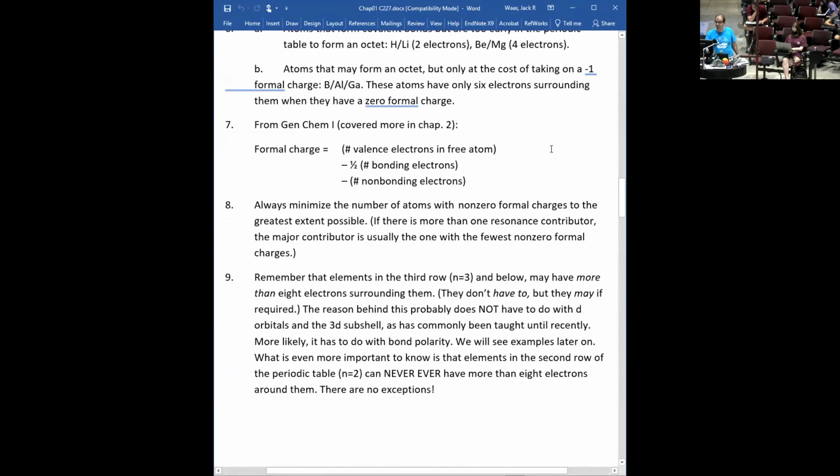I would say probably 98% of the time, when you look at any given atom in any given molecule, the formal charge should be 0. Sometimes we'll run into +1 and -1. I don't think we'll ever run into anything beyond +1 or -1. It should be one of those 3 numbers.